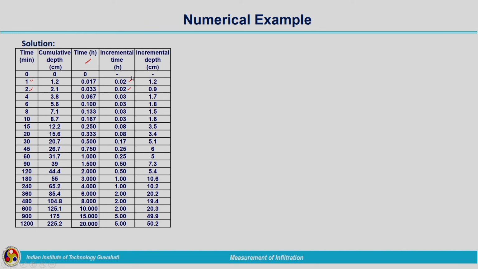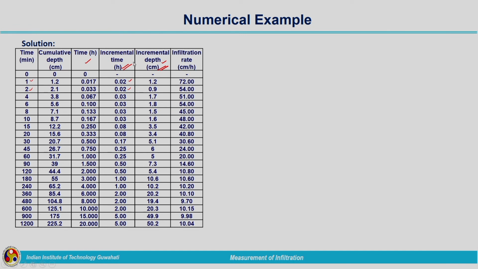After that, we will be finding out the corresponding incremental depth. How much is the depth of water infiltrated within each increment of time? Once we divide this incremental depth by this incremental time, we can calculate the infiltration rate. Here the units are, infiltration depth is in centimeters and time is in hours. So, infiltration rate will be in centimeters per hour. Now, we can plot the infiltration rate curve and the cumulative infiltration depth curve.